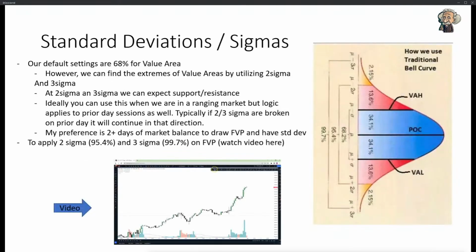Quick question: standard deviation. Sorry to interrupt. For the 24-hour, do we include the overnight trading hours? Yes. On volume profile, you do. On market profile, you don't. Okay.